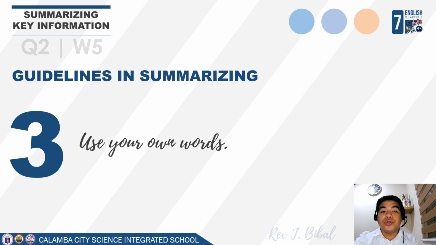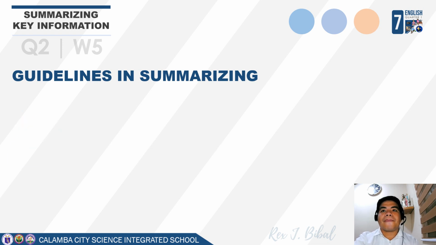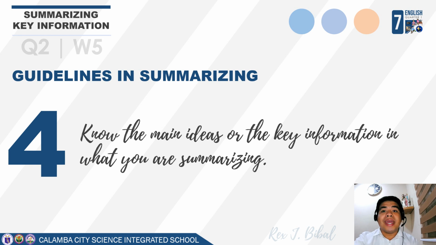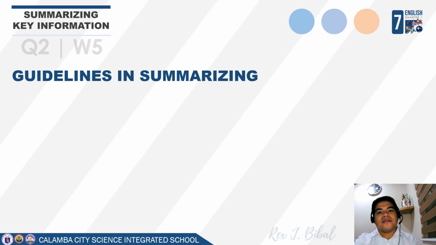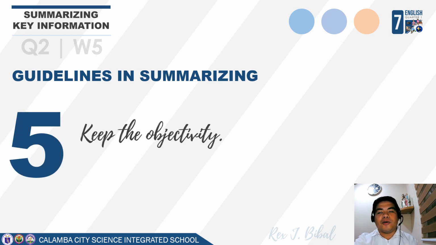Third, use your own words. When writing a summary, one should use his or her own words to retell the most important ideas in a given text. Using one's own words makes the summary easier to read and understand. Fourth, know the main ideas or the key information in what you are summarizing. When summarizing, it pays to know which details are important and which information may be omitted without altering the meaning of the source material. Fifth, keep the objectivity.